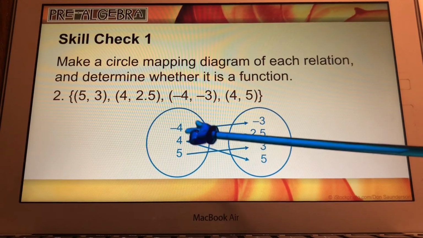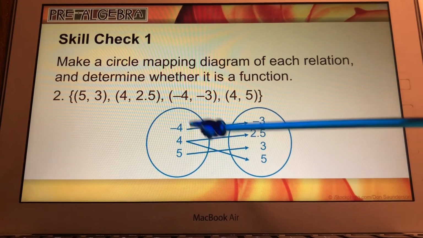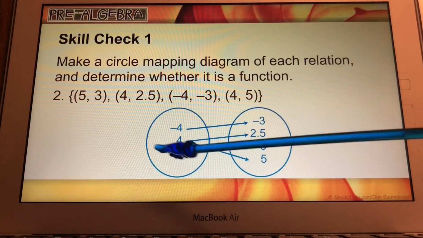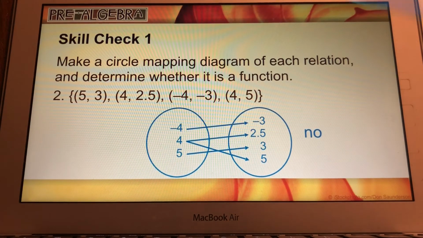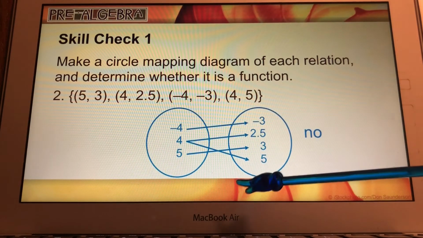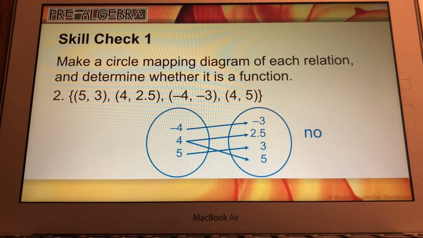So the 4 here is repeated in the x circle. So that means it is not a function. For a function, you can have repeats in the y circle, but you cannot have any repeats in the x circle.